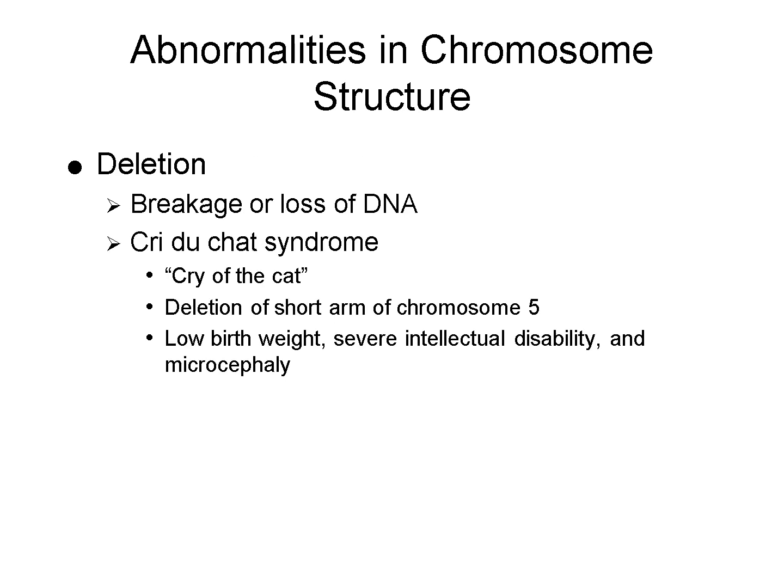Deletion happens when there is a breakage or complete loss of a portion of DNA. One well-known example is cri du chat syndrome, which means cry of the cat in French. It is caused by the deletion of the short arm of chromosome number 5. Babies with this condition often have a distinct, high-pitched cry, along with low birth weight, severe intellectual disability, and a smaller than normal head size, known as microcephaly.